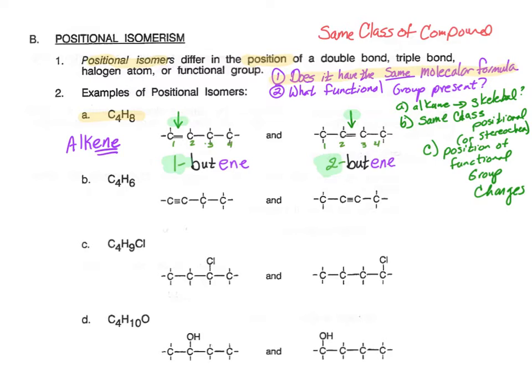Okay, let's look at compound B, which is C4H6. Here we see that we have the same number of carbons and hydrogens, so we definitely know this is a possibility of being an isomer. And we're going to find our functional groups right here and here, and we see that it's a triple bond. What is the class of compound if there's a triple bond present?